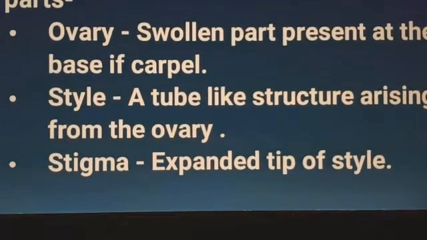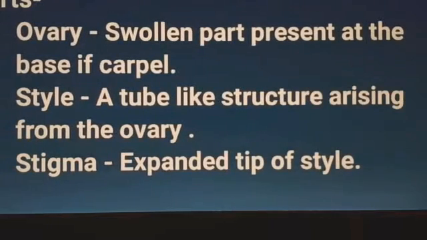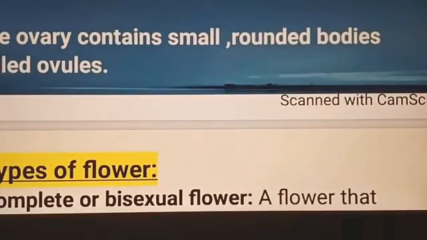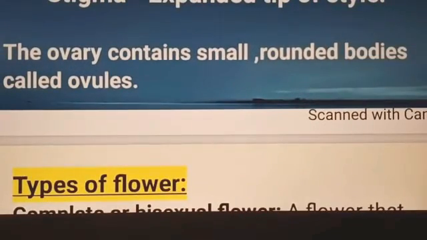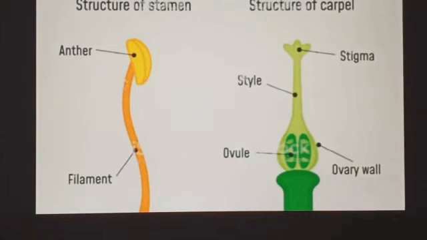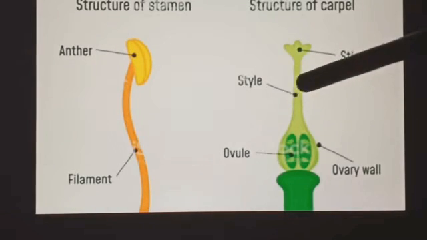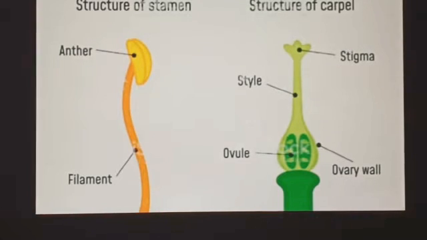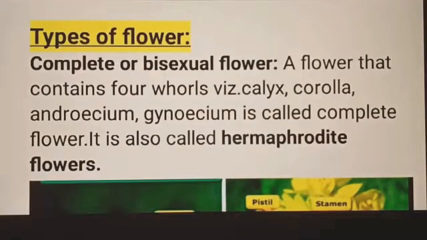The swollen part present at the base of the carpel is the ovary, the style is a tube-like structure arising from the ovary, as you can see in the picture, and the stigma is the expanded tip of the style. This ovary also contains small rounded bodies, those are ovules, as I described in the previous structure. You can relate it: anther is present there, filament is there, style, ovule, ovary, stigma, all the entire structures you can see, and in the PDF it is also written.